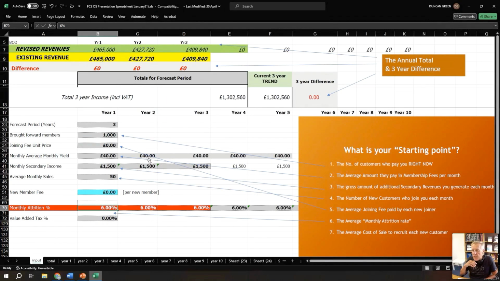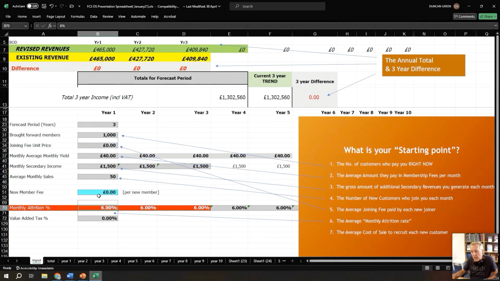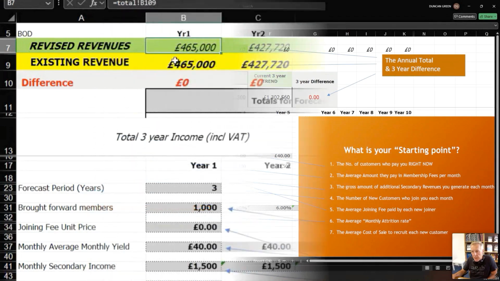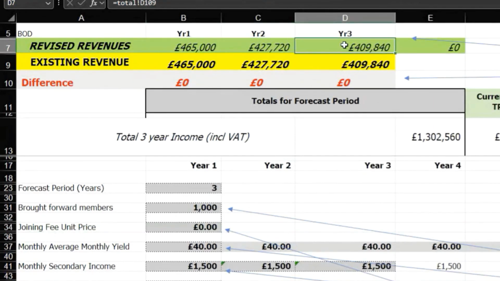And for the purpose of this program, we're assuming that their monthly attrition is about 6%, and you can see that in each of the 3 years, it remains at 6%. Now, with that metric, 1,000 members, they start off with 1,000. They're all paying £40 a month. 50 people are joining, but 6% are leaving every month. This is what they're totaling in revenue. And you can see in the first year, they touch 465,000.